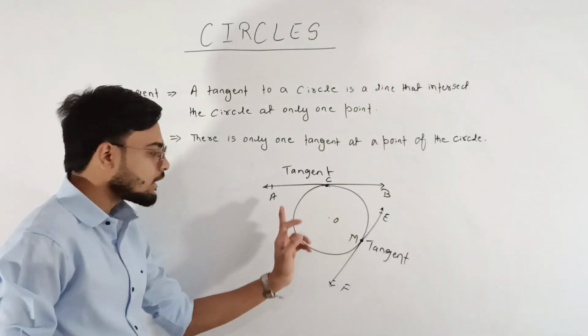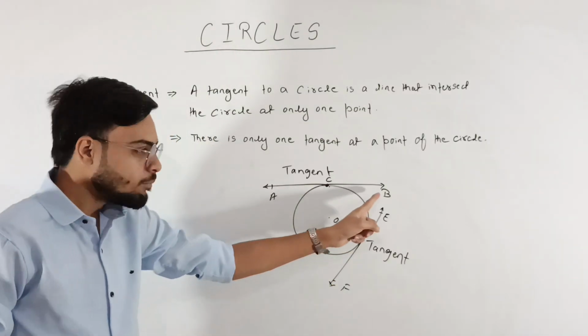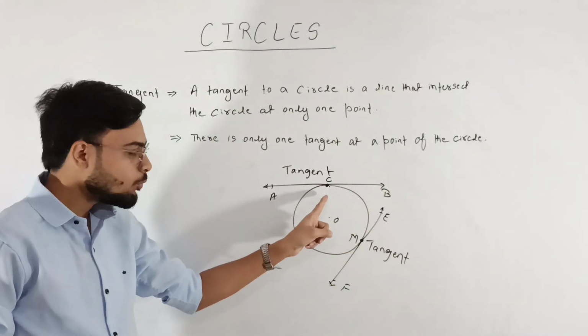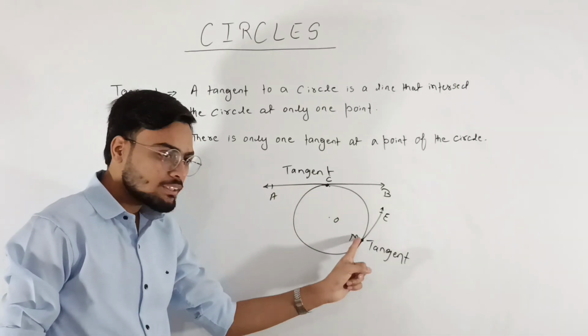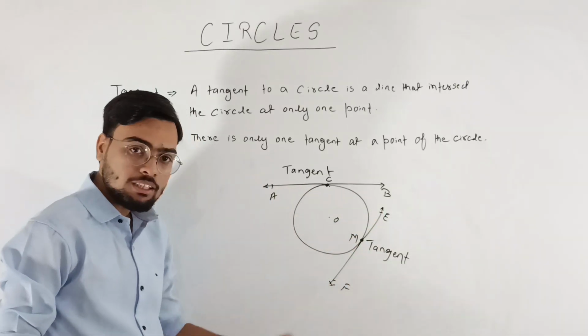This is an example. This is a circle with center O. Look, line AB intersects this circle at one point, that is C. Then this line AB is a tangent. Line EF again intersects this circle at one point. Then again line EF is a tangent.